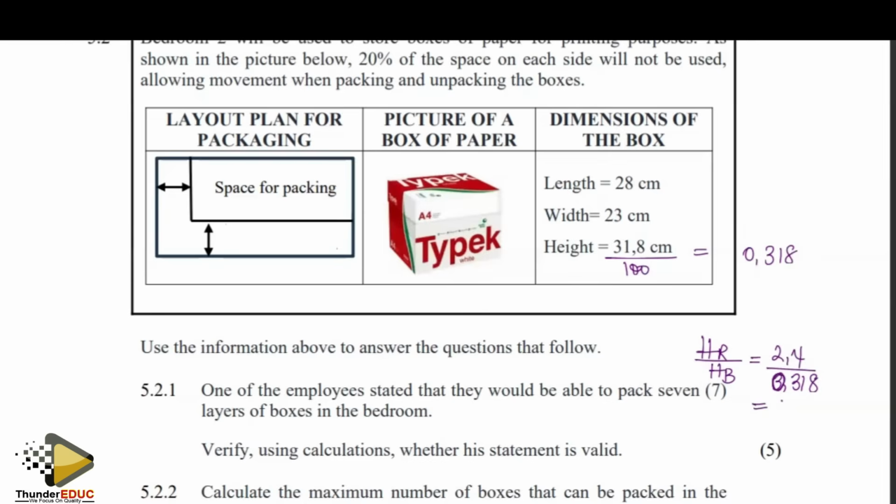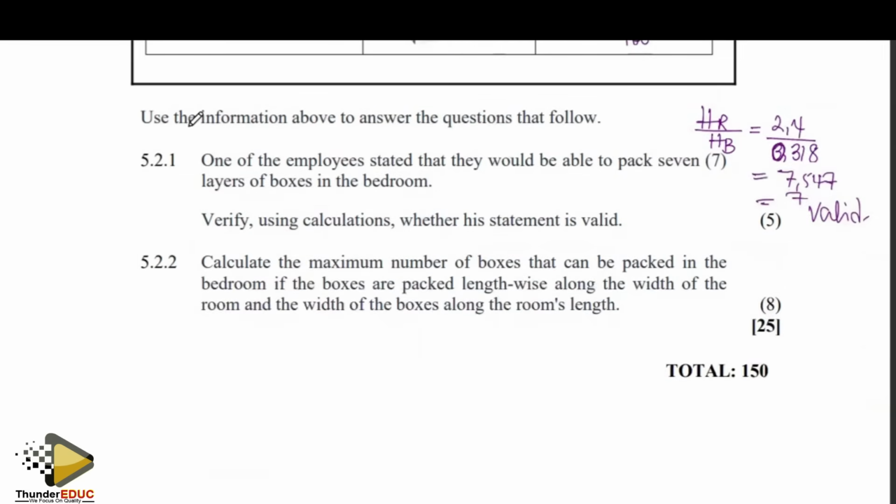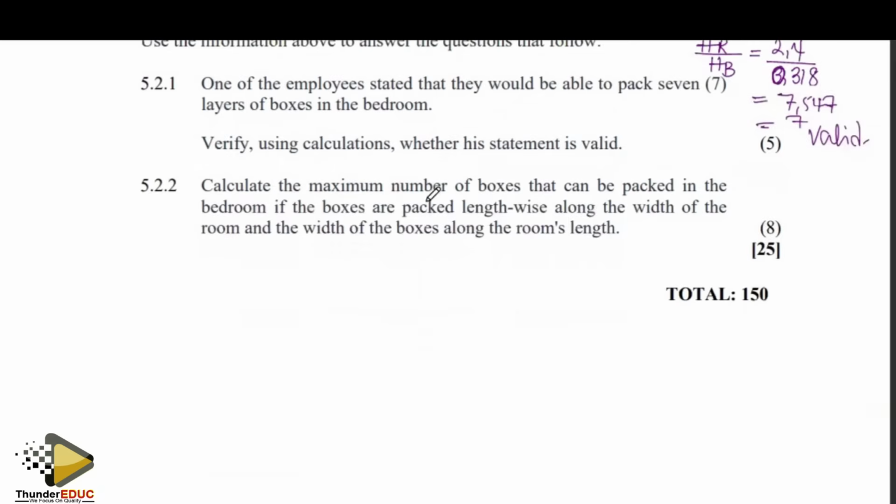So we divide, and indeed we get 7. So the validation is, the claim is valid. Look at the last question. Calculate the maximum number of boxes that can be packed in the bedroom if the boxes are packed lengthwise along the width of the room and the width of the box along the length.